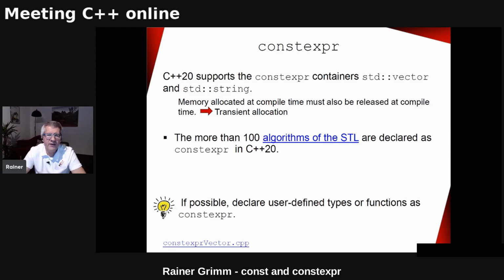Why can we do that? Quite easy. When you declare a function as constexpr, this function has only the potential to run at compile time, but you can even use it at runtime.